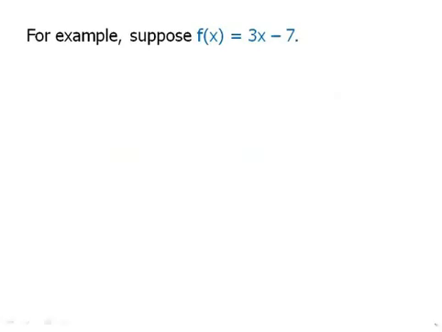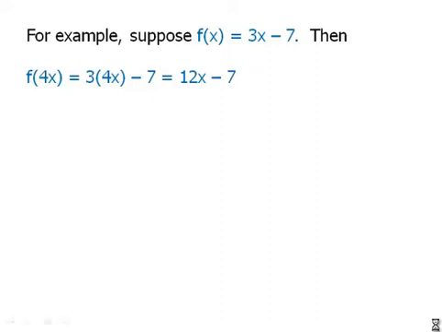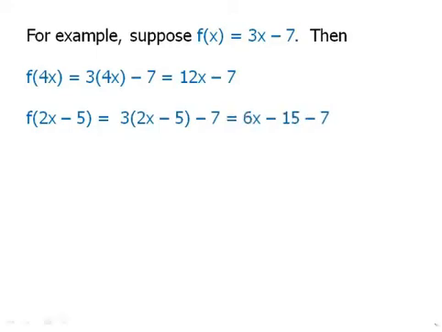For example, let's stick with this function, a nice simple linear function, f of x equals 3x minus 7. Then f of 4x, well, what would that mean? That means we're going to multiply 4x by 3 and subtract 7. So if we simplify this, we get 12x minus 7. F of 2x minus 5. We're going to replace the x in the function equation with 2x minus 5. And so we'll get this, then just multiply out, simplify, and we get 6x minus 22.